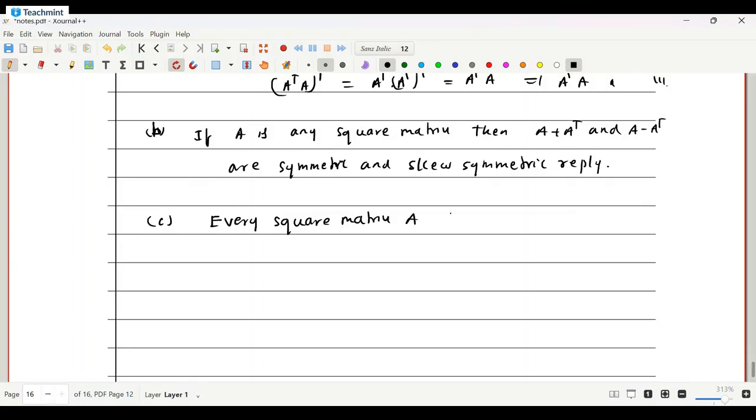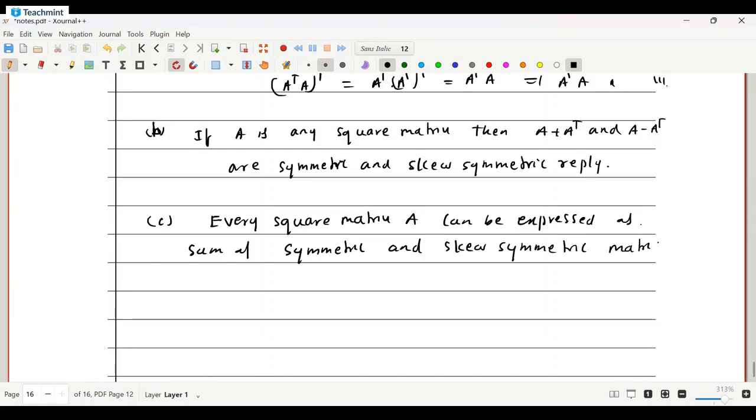Next, see, every square matrix A can be expressed as the sum of symmetric and skew symmetric matrices. That means A can be written as A is equal to 1 by 2 into (A plus A transpose) plus 1 by 2 (A minus A transpose).